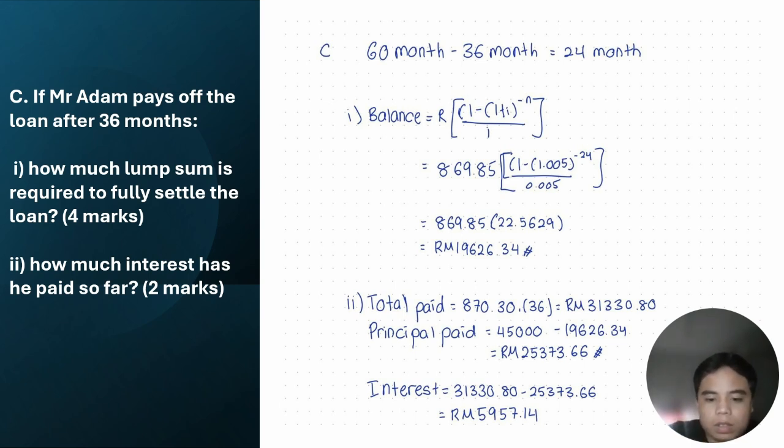And then we're going to look for the interest. We're going to put 31,330 ringgit and 80 cents minus 25,373 and 66 cents, and you will get RM 5,657 and 40 cents for the interest.